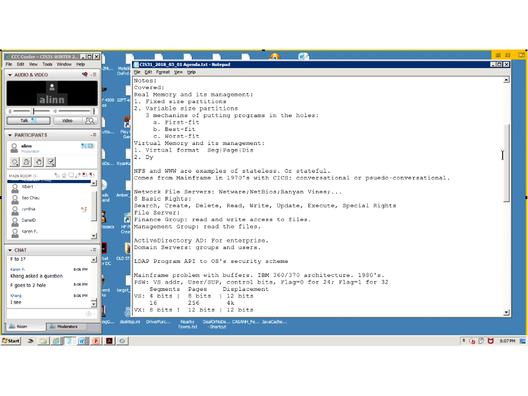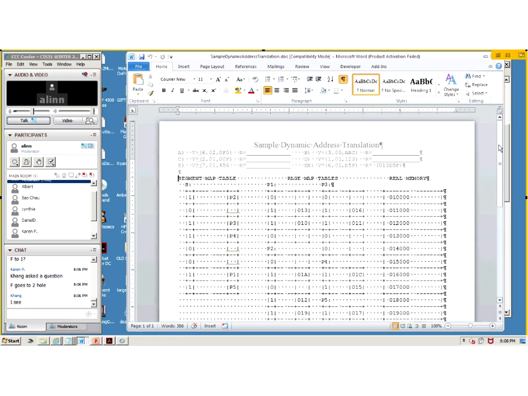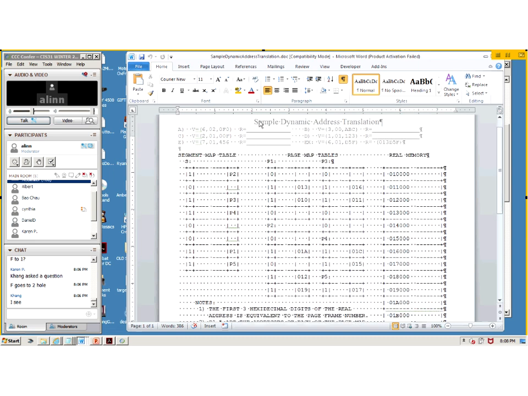Dynamic address translation. I spent quite a bit of time going over the dynamic address translation with you guys. And that's this one. It's worth 5 points. And it's converting a virtual address into a real address.